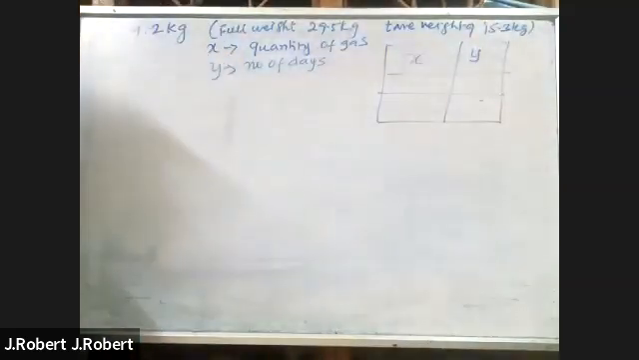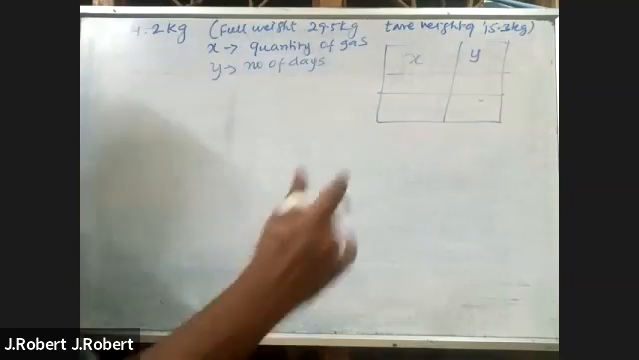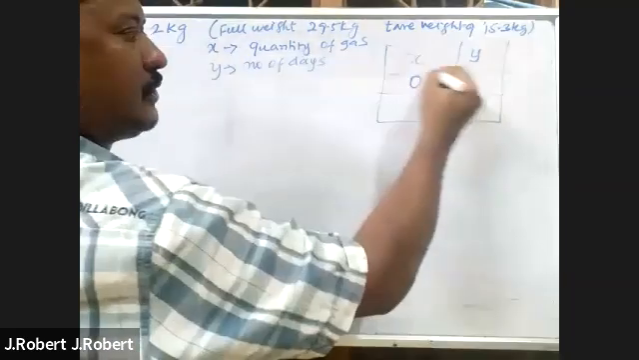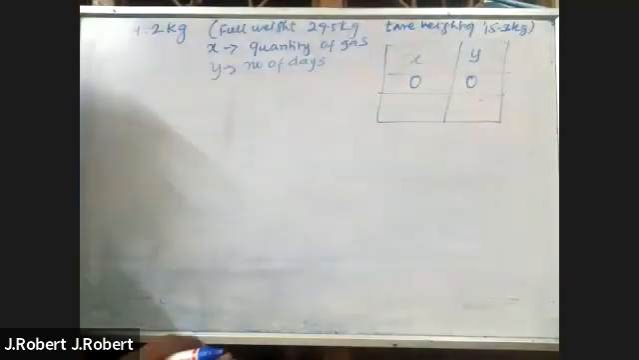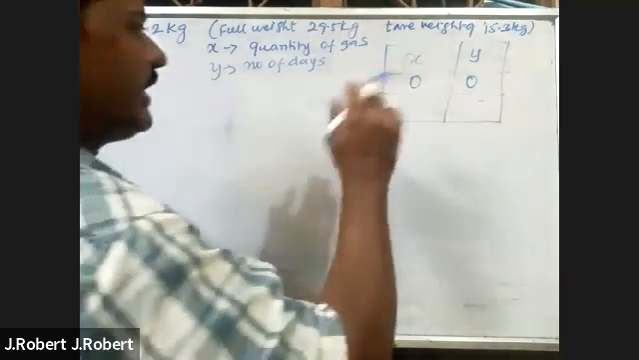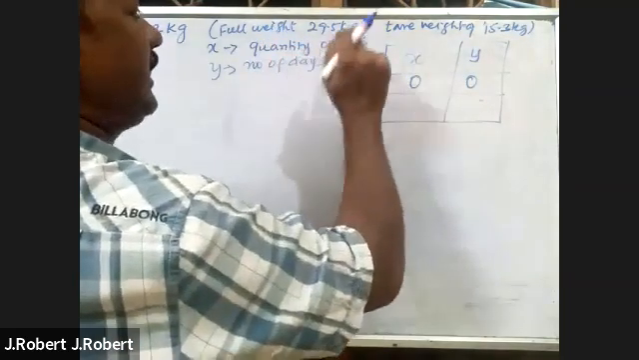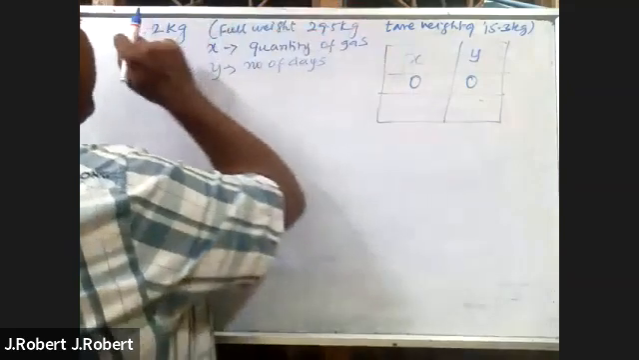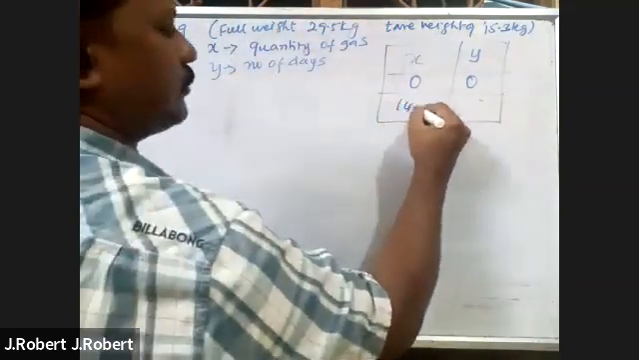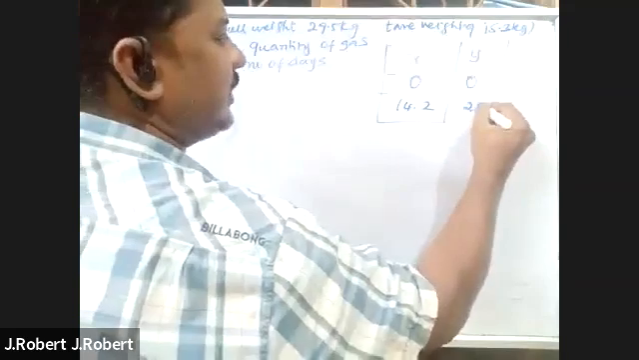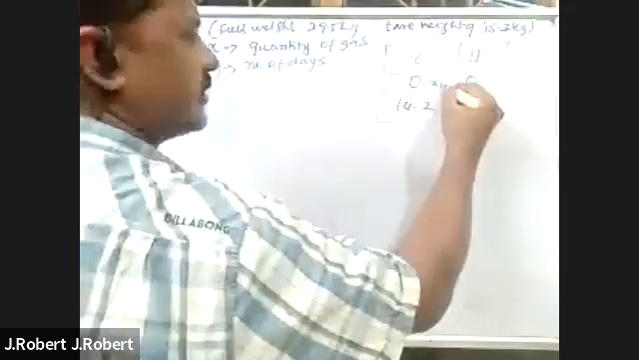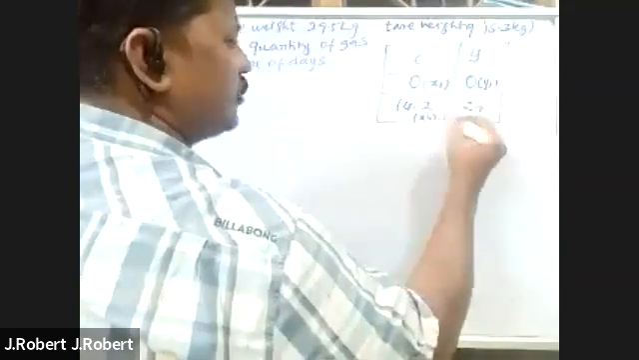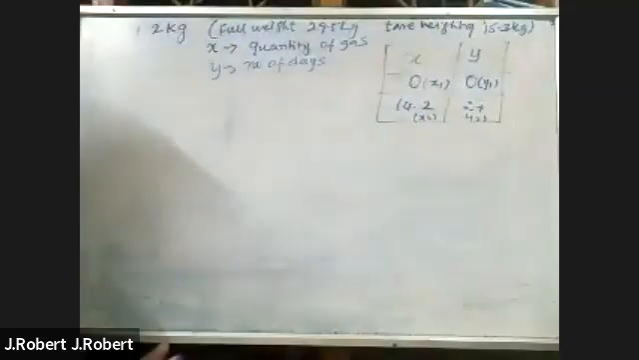Now the first point, X, Y. Initially, the quantity of gas used is 0, and the number of days is 0. This is called the initial point, the origin, the starting point on the graph: 0, 0. Next, if the weight of the gas in the cylinder is 14.2 kg, I can use this capacity of gas in 24 days. Now I assume this is X1, Y1, and this is X2, Y2.